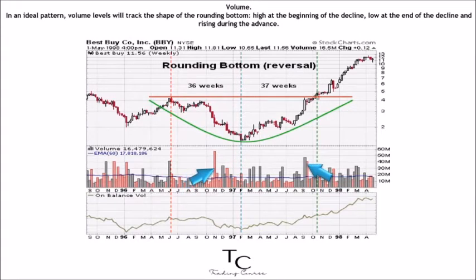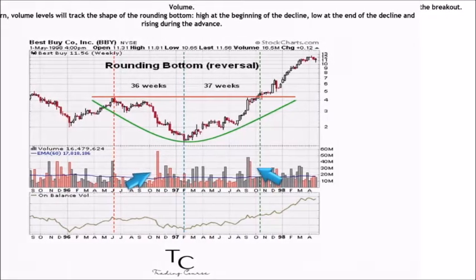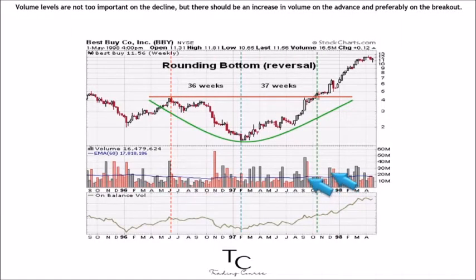Volume. In an ideal pattern, volume levels will track the shape of the rounding bottom. High at the beginning of the decline, low at the end of the decline and rising during the advance. Volume levels are not too important on the decline, but there should be an increase in volume on the advance and preferably on the breakout.